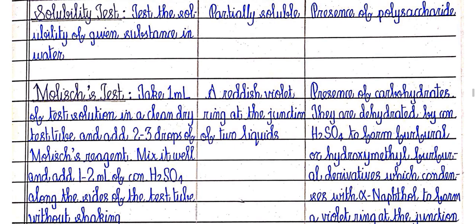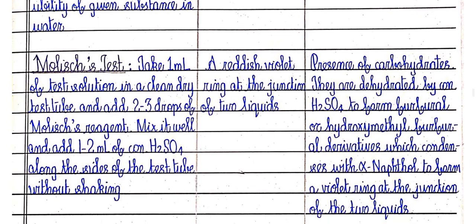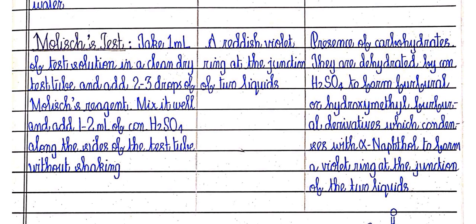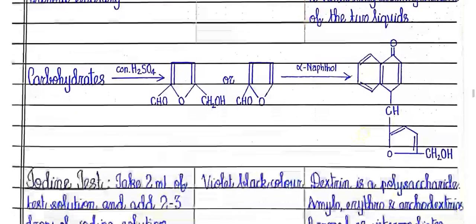Molisch test will be performed. Take 1 ml of test solution in a clean dry test tube. Add 2 to 3 drops of Molisch reagent. Mix it well and add 1 to 2 drops of concentrated H2SO4 along the sides of the test tube without shaking. A reddish violet ring at the junction of two liquids indicates the presence of carbohydrates. They are dehydrated by concentrated H2SO4 to form furfural or hydroxymethyl furfural derivatives, which condense with alpha naphthol to form a violet ring at the junction of the two liquids.